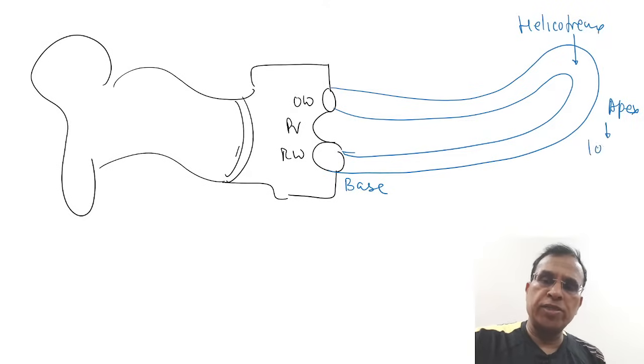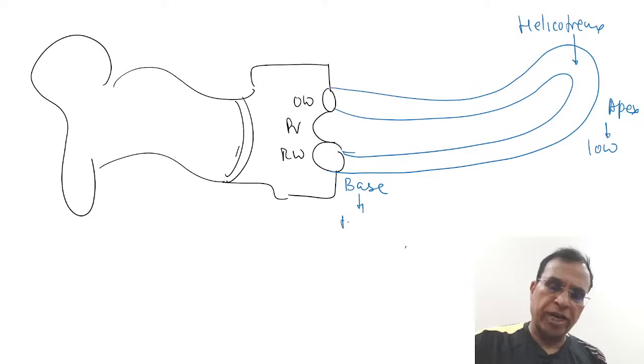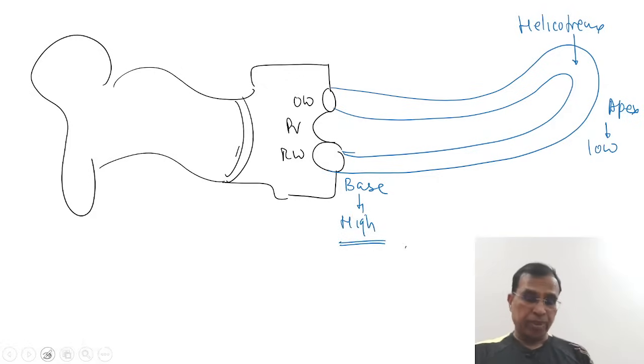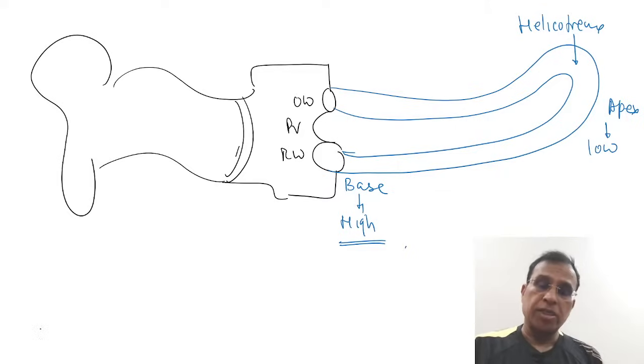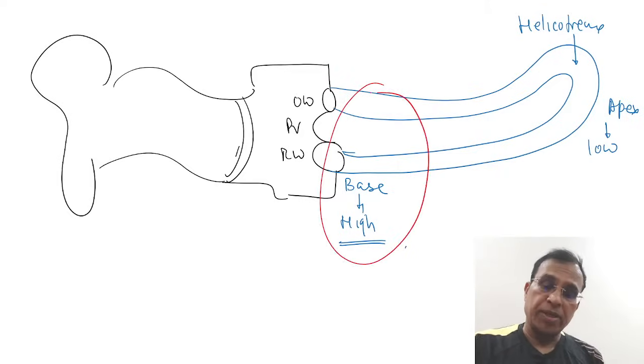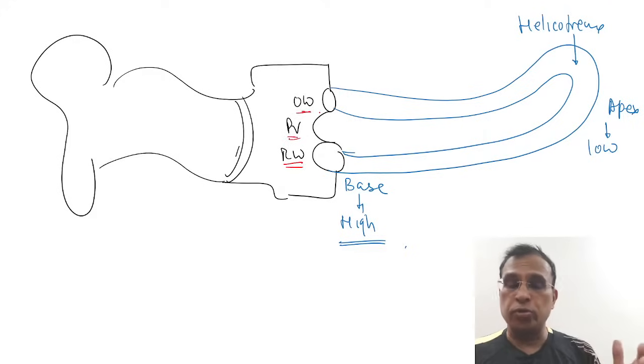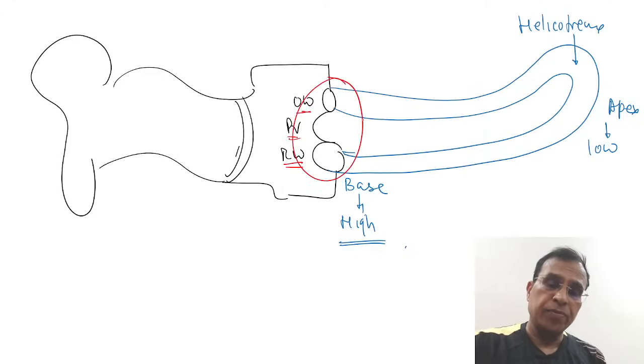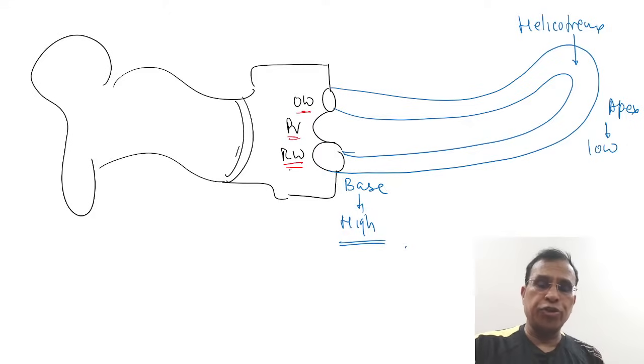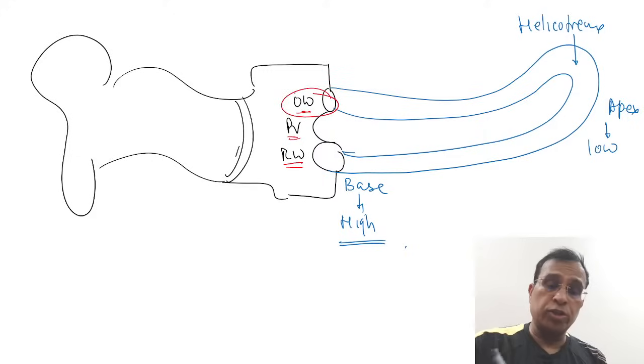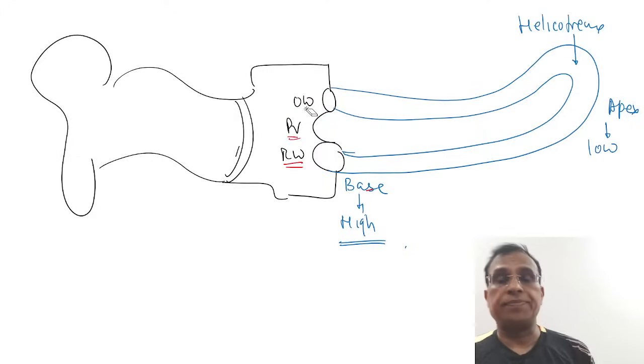Apex is for low frequency sound, base is for high frequency sound. So the question clearly says it is a high frequency hearing loss, that means the problem is in this area, and this area is close to the round window, promontory and oval window. I told you if you have a problem of any of the three, the base will get affected and high frequency hearing loss will happen. Out of the three, in the question there is an oval window in the choices, so oval window is the correct answer.